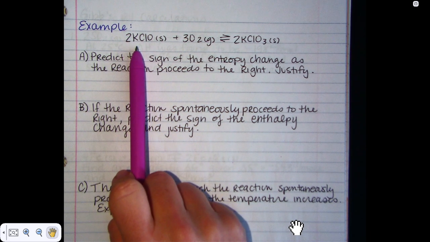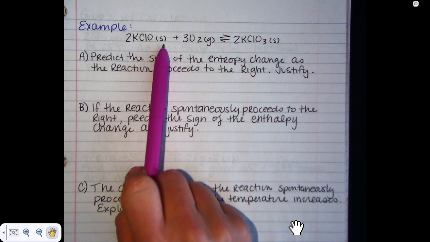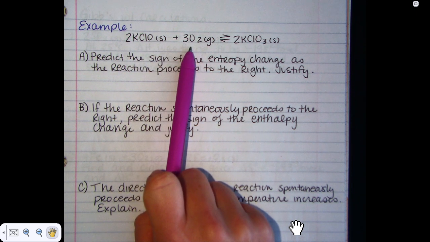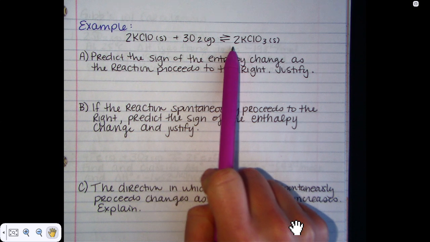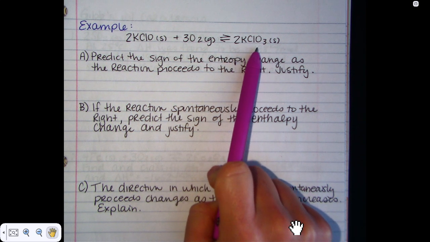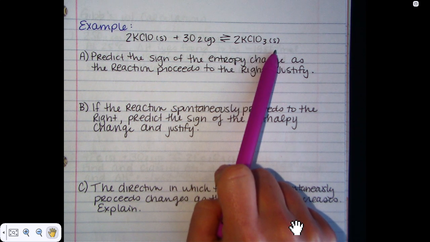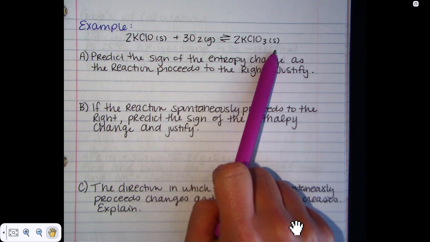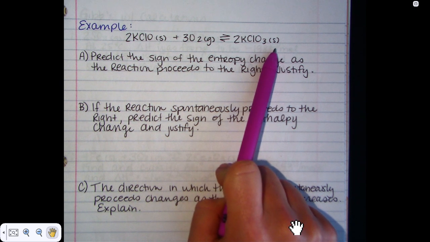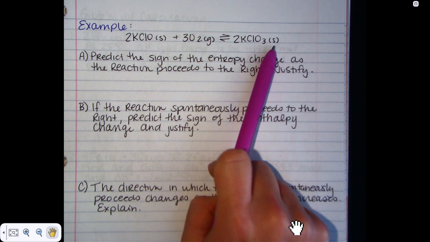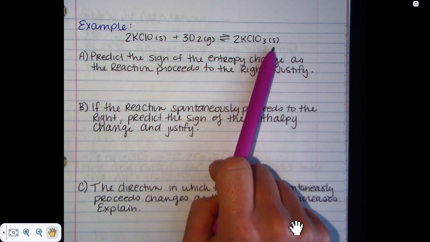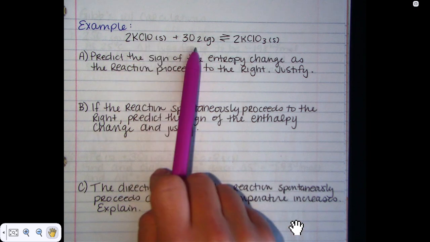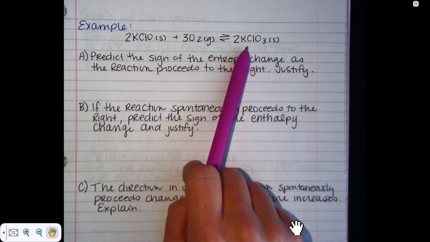2 KClO solid plus 3 O2 gas gives me, in the forward direction, 2 KClO3 solid. All right, so I don't have a blurb like I had in the last one. I just have this equation. So the only thing I can interpret initially is what's going on with S. So let's see what's going on with S. I have a solid and a gas combining to make one solid.